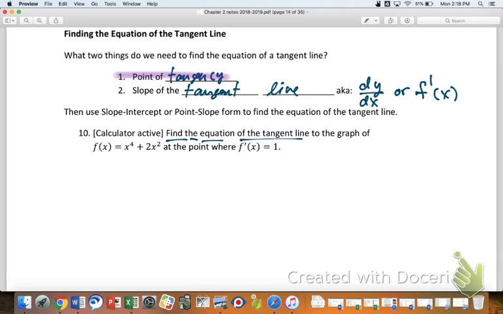So in the end, guys, it's going to be some kind of a line, right? It's going to be point slope or slope intercept. It's just going to be the equation of a line. So let's remind ourselves the 2 things we got to have to do this. We got to have the point of tangency, and we got to have the slope of the tangent line. Do we have either of those right now?